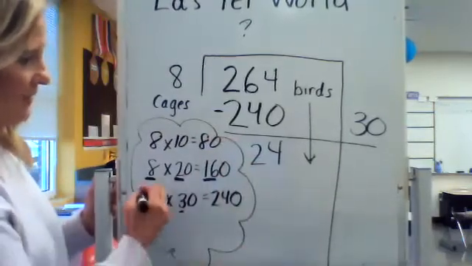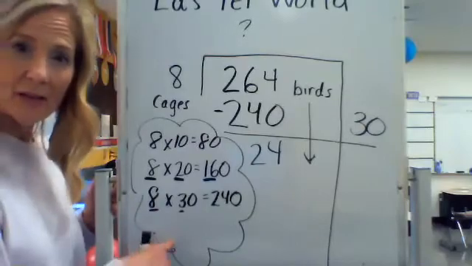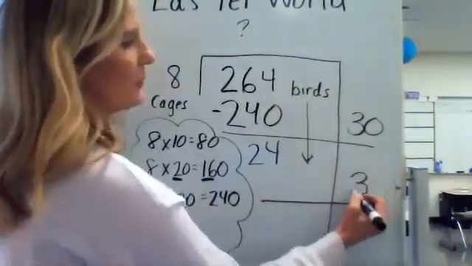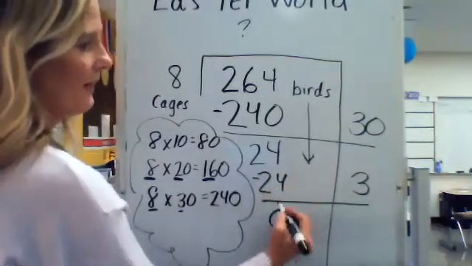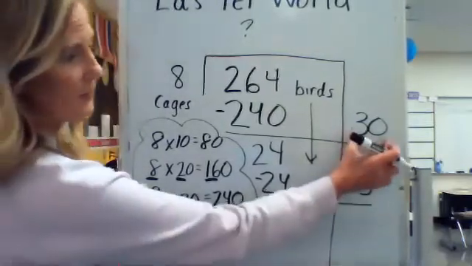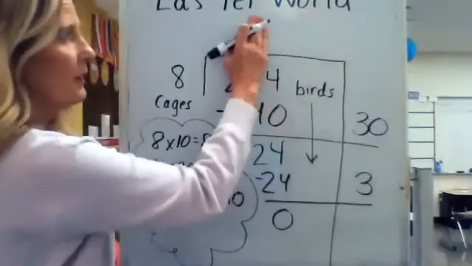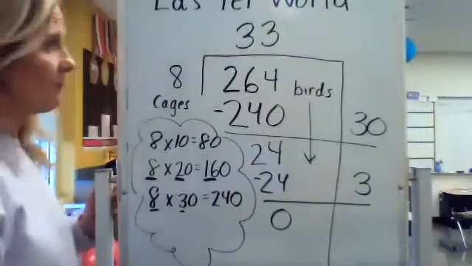I kind of don't even have to use my multiple chart over here to get ideas because I already know that 8 times 3 is 24. So if I put 3 more in each group, we use up 24 and I have nothing left, so I'm done. How many are in each group? I take 30 that were in each group, then 3 more that were in each group, bring them up here because that's where we'll be looking for the final answer.